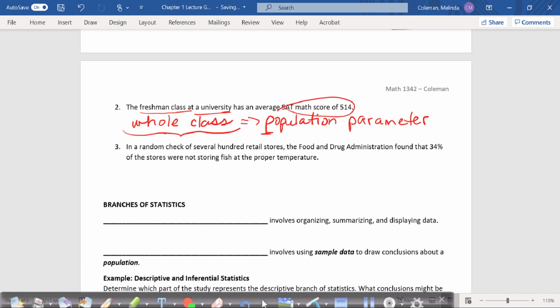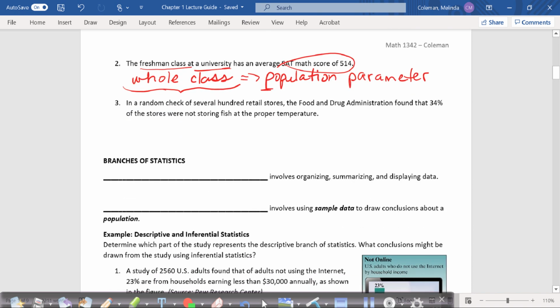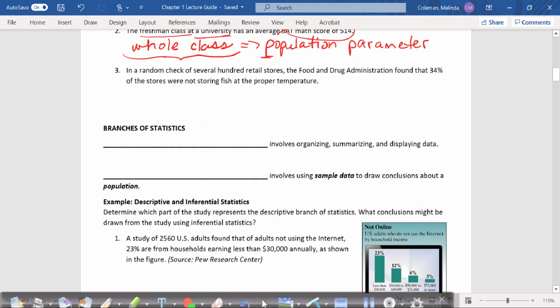Now, if it had said that they were looking at all freshmen in the entire United States, then that freshman class would just be a sample. But because it's not talking about the entire United States, it's just talking about this one university, they are looking at every single freshman in that university, making it a population. So sometimes you have to think a little deeper than just what you might think when you first read the problem.